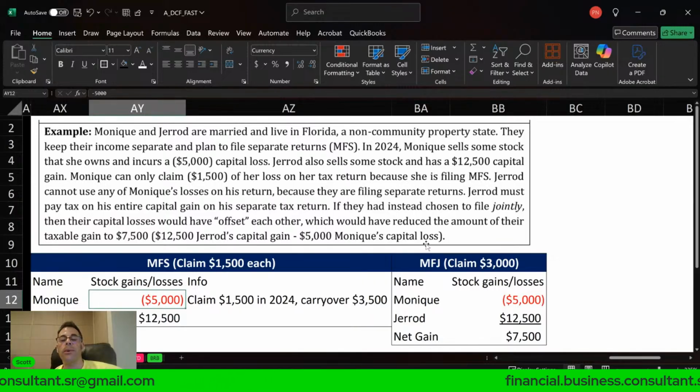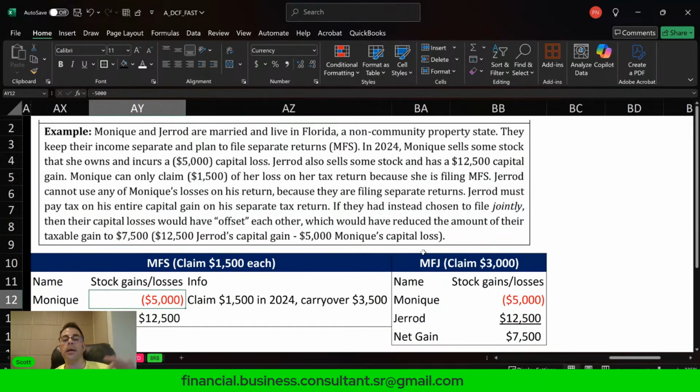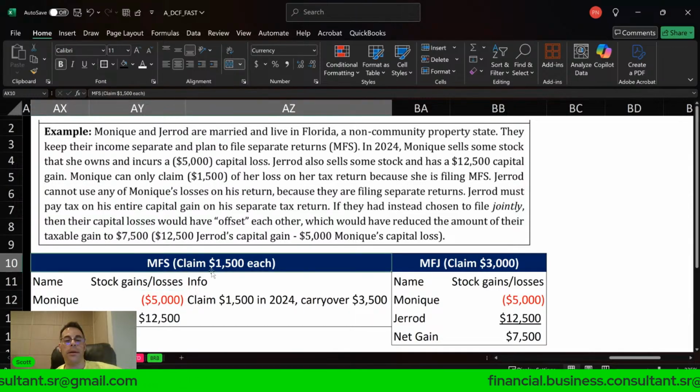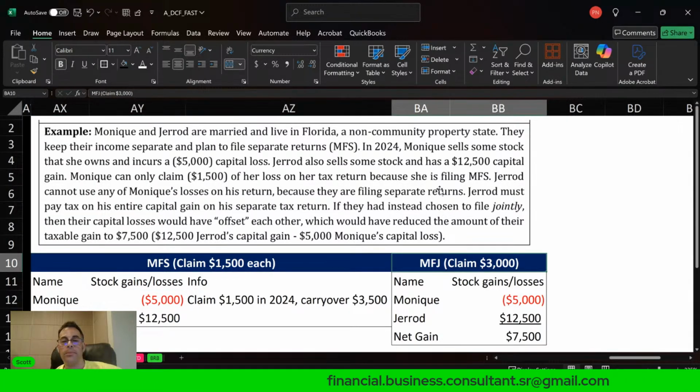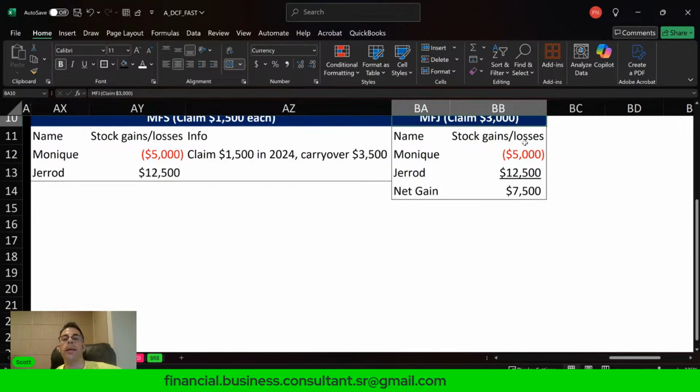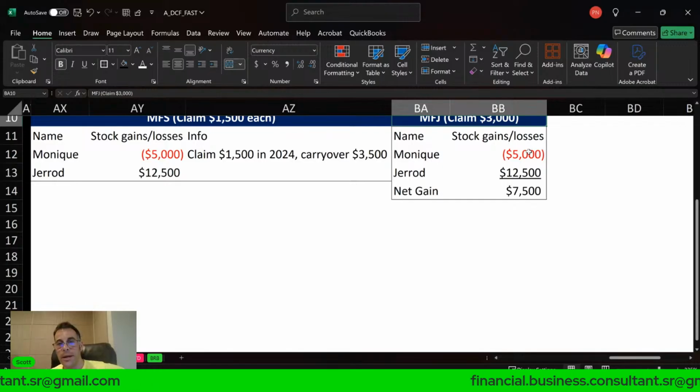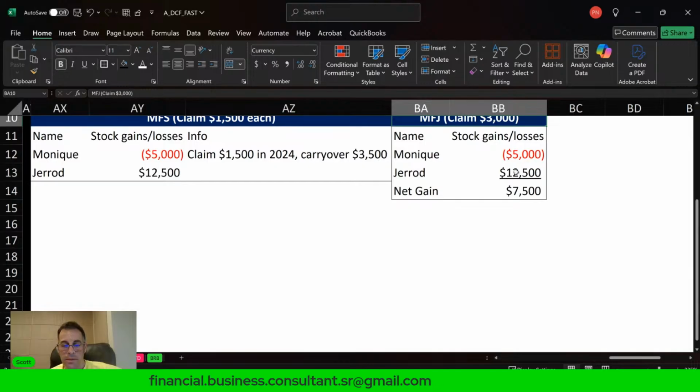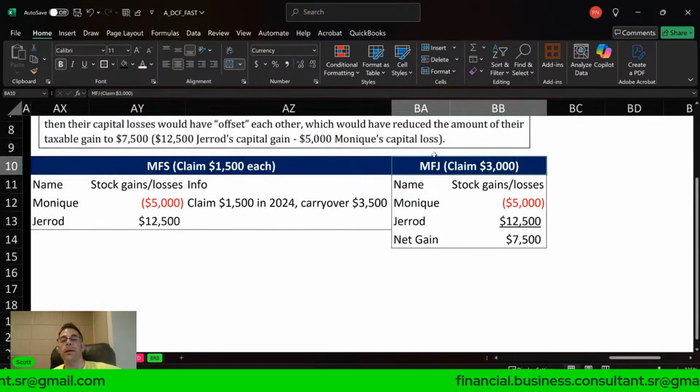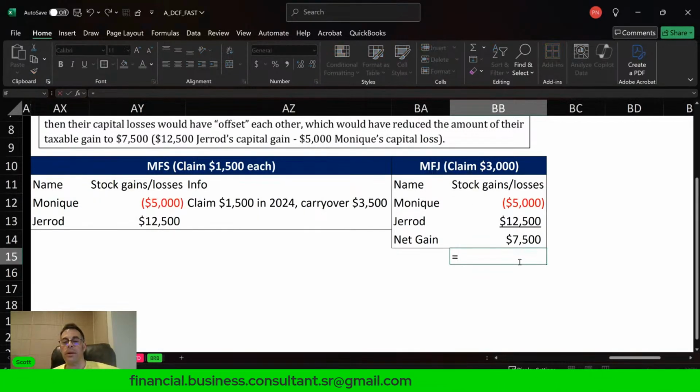But if they're married filing jointly, which I think is the better thing to do, it usually works out better. There are some nuanced situations where married filing separately works out better. But if you're married filing jointly, same exact situation. Monique had a loss of 5,000 from selling stock. Women, right? You got to lose 5,000. But Jared gains 12,500. But they can net it together because they're filing jointly. So they have a net gain of $7,500. So they pay taxes on the $7,500.